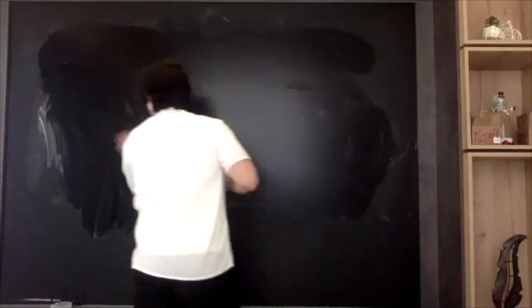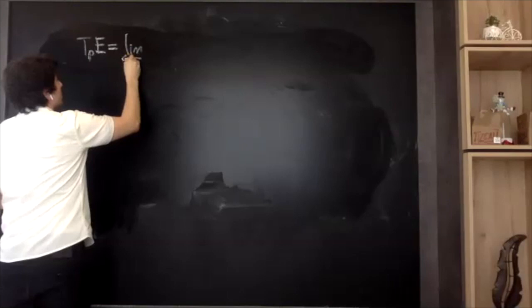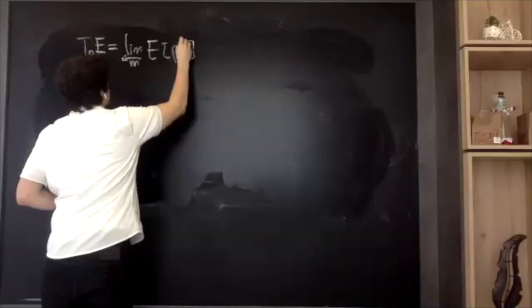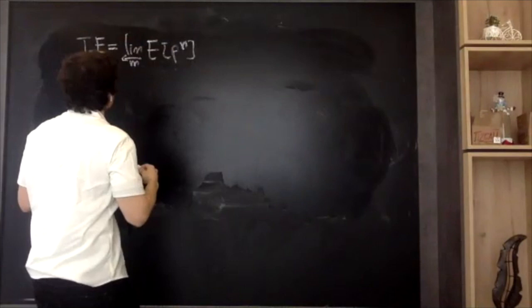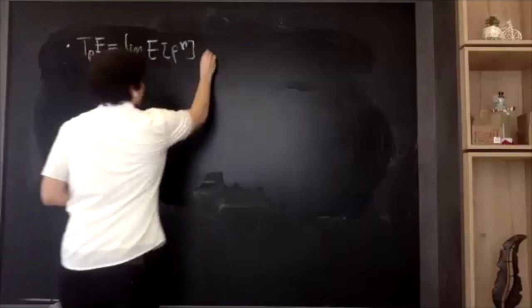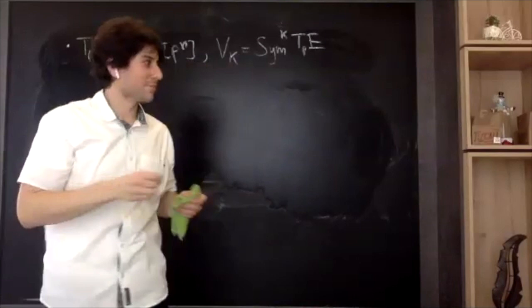So let T_p E denote the Tate module of the elliptic curve, the universal elliptic curve, which again can be extended to the cusps in a good way using log theory. And let's denote V_k the k-th symmetric power of T_p E. And I hope the battery of the headphones lasts until the end of the talk.